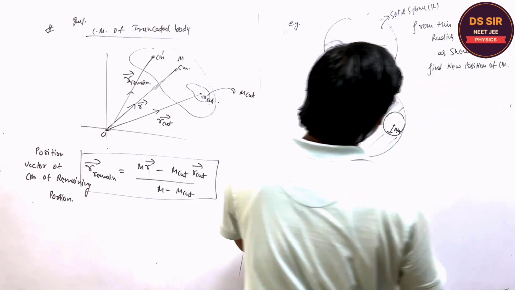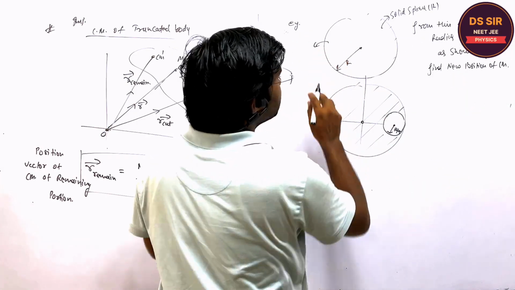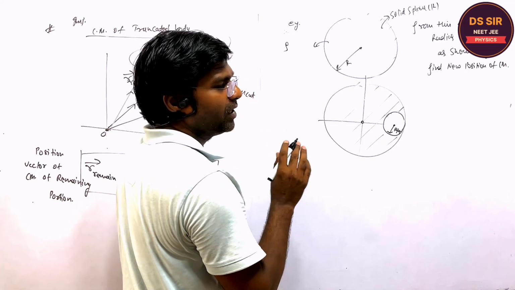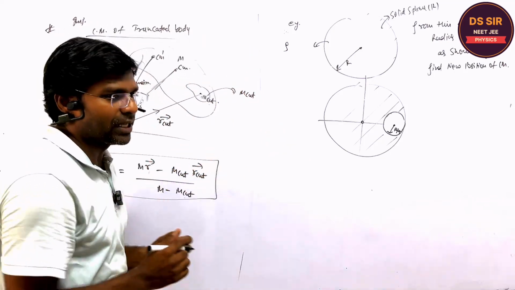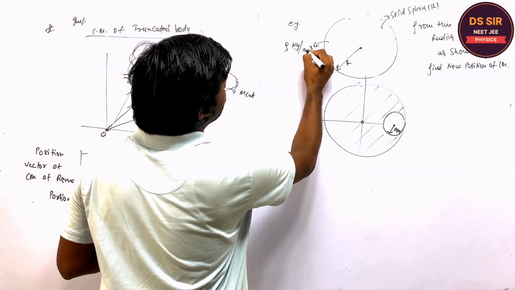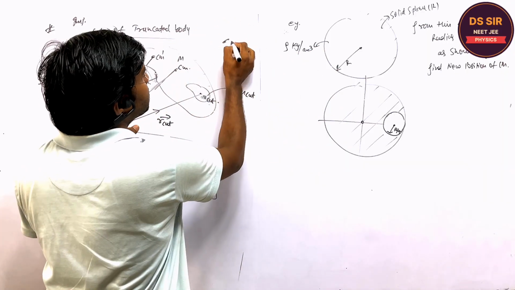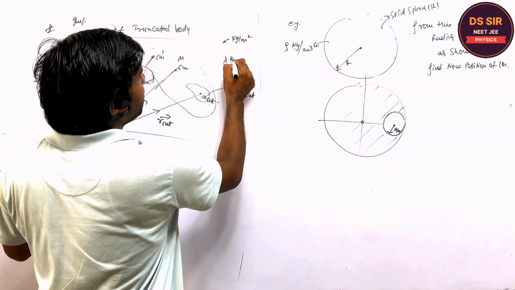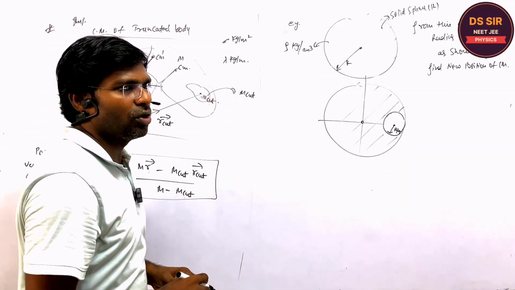Okay, so this is the solid sphere. For the solid sphere, it is made of some material. I will assume the density. We have to assume the volume mass density. The volume mass density is rho kilogram per meter cube. If it was a disk, sigma kilogram per meter square. If it was a rod, lambda kg per meter. Is it clear or not?